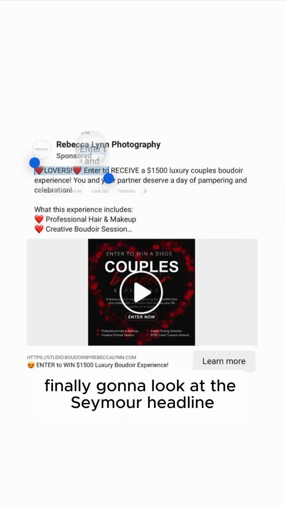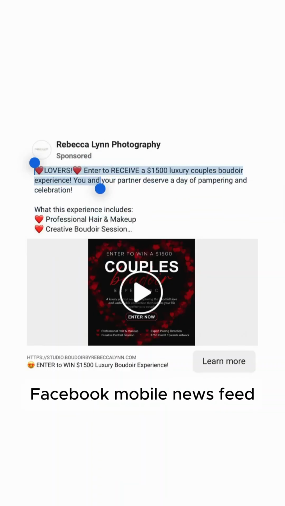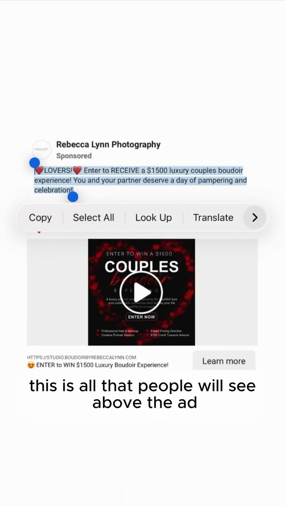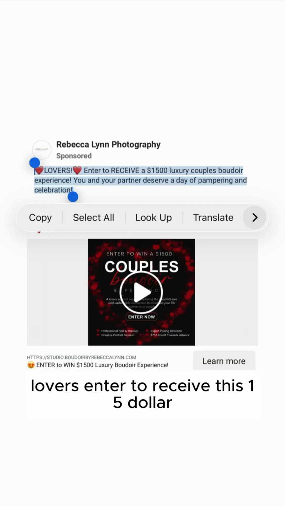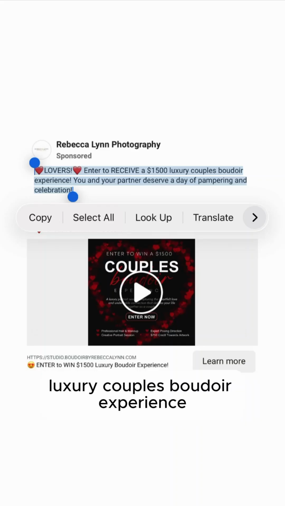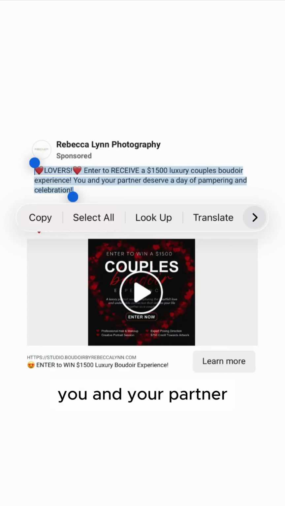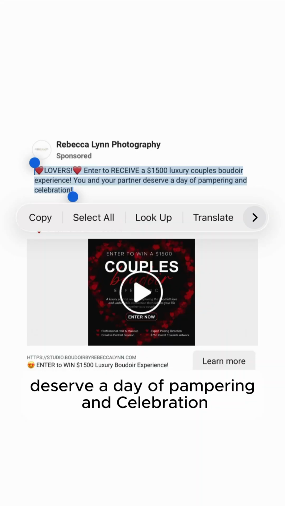Finally, we're going to look at the see more headline, the first 2 3/4 lines of the Facebook mobile news feed. This is all that people will see above the ad. They won't see any other text. "Lovers, enter to receive this $1,500 luxury couples boudoir experience. You and your partner deserve a day of pampering and celebration."